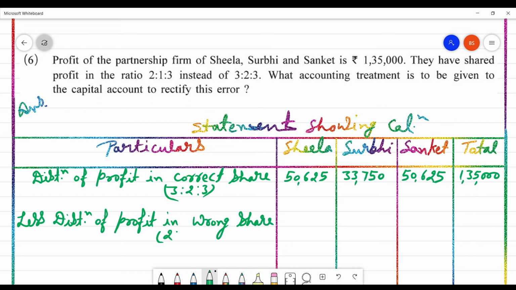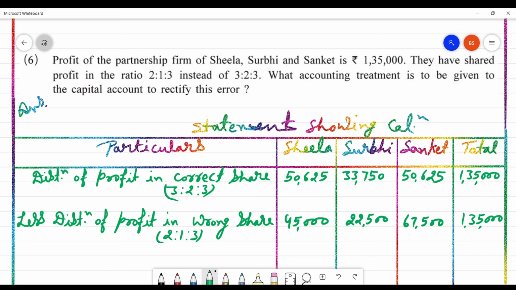Wrong share is 2:1:3. Distribute 1,35,000 in this wrong ratio. So 1,35,000 divided by 6 multiplied by 2 comes to 45,000. Surbhi's share comes to 22,500 and Sanket's share will be 67,500.